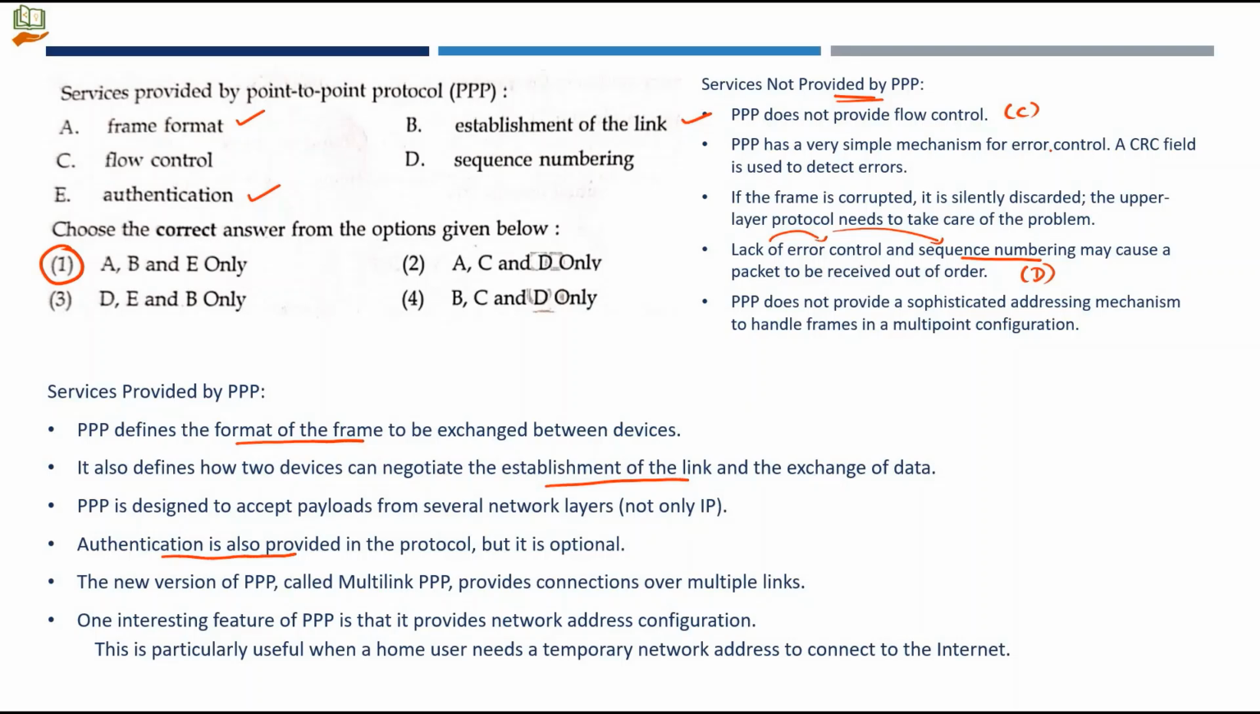If you have a confusion, you can take the statement as it is just used to detect error. It is silently going to discard it if it finds the frame to be corrupted. So error control means it should detect and inform it somewhere so that measures can be taken accordingly. And the last point, it does not provide a sophisticated addressing mechanism to handle frames in a multi-point configuration.